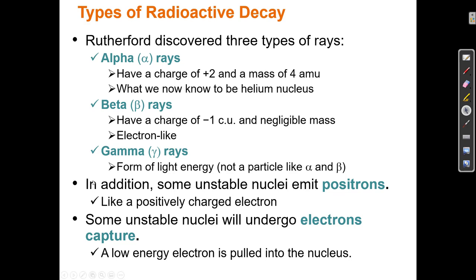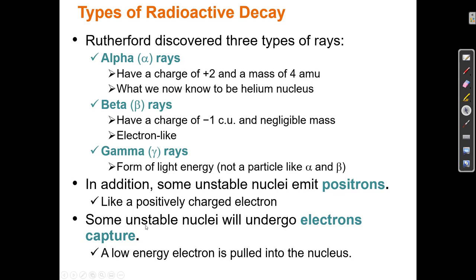And there's also other types of radioactive decay. Some unstable nuclei emit positrons, which is antimatter, and we'll talk about that in a minute. Antimatter is kind of like just the opposite of an electron. A positron has the same mass as an electron, but it has the opposite charge. So a positron is like a positively charged electron, and it's a particle of antimatter.